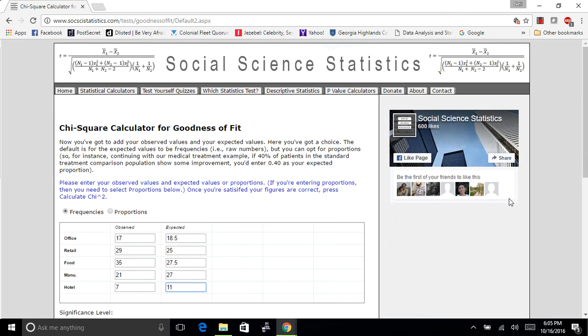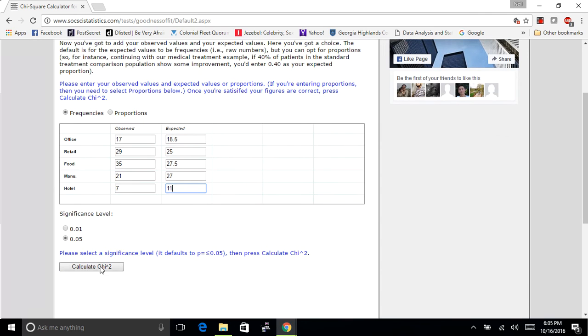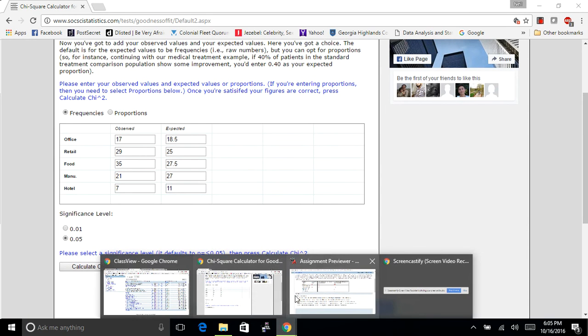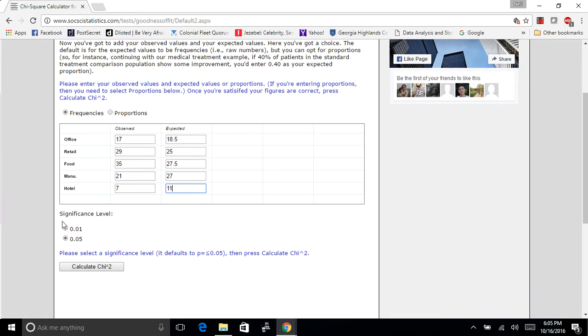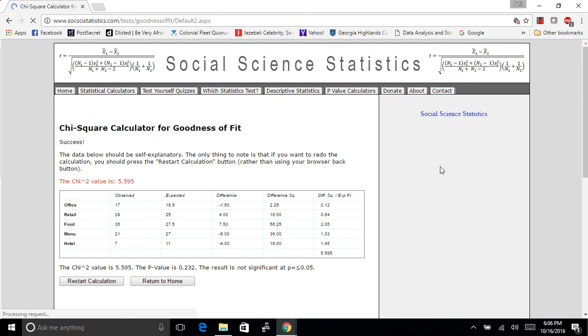So now I go back over here and I've entered all my stuff. Remember, it's set at a 5% level of significance. Let me go back to the problem and show you. See, it says at 5% level of significance. That means I'm going to leave this one, that 0.05 level chosen. If it doesn't give you a level, just use the 0.05. So I hit calculate chi-squared.